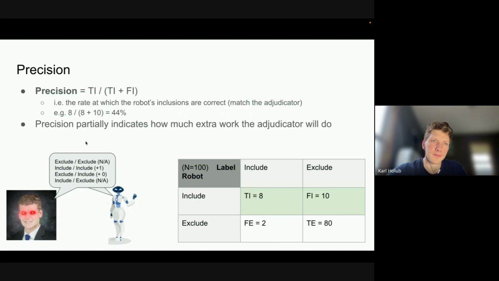So one way we can describe precision is that precision indicates how much extra work the adjudicator will do. If you have a precision of 44%, what that practically means is that as an adjudicator, of the records that the robot includes that you're looking at, you will probably be marking 1 out of 2 as an exclude. So as you're jumping along, 1 in 2 records that the robot says to include, you will choose to actually exclude. And that amounts to extra work.